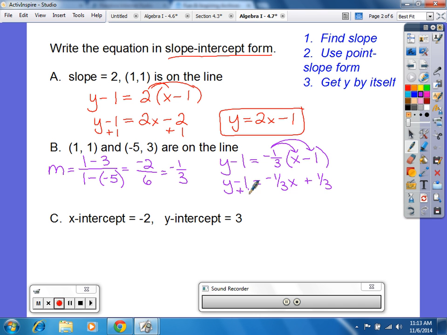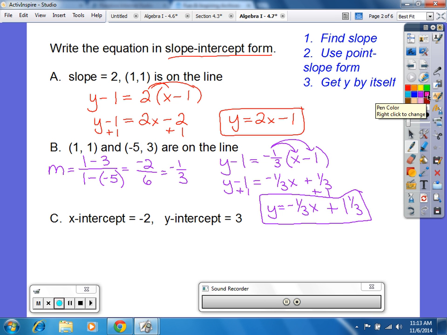And then add 1 to both sides. And I end up with y equals negative 1/3 x plus 1 1/3, or 4/3 if you want to write it like that. Okay? Last one on this page says to write an equation in slope-intercept form, but this time they gave you the x-intercept and the y-intercept. You should know how to turn those into points.